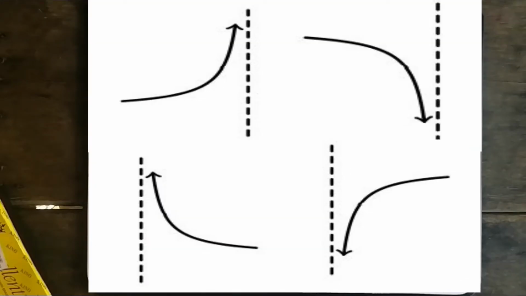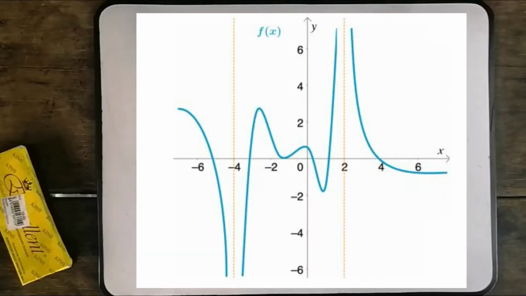So kahit alin sa apat na yan ang mangyari, we say that x equals a is a vertical asymptote of the graph. So let's take a look at this example. Let's say this is the graph of f of x. And we will show if this has vertical asymptote.